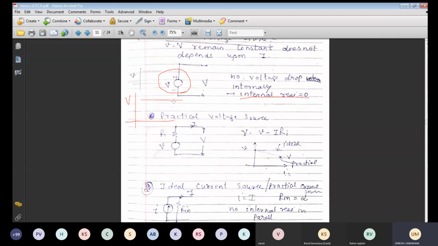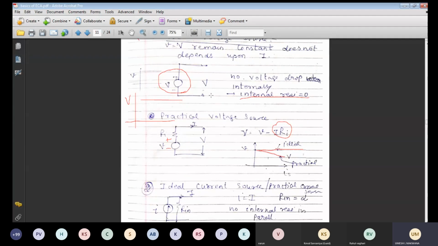This is known as the voltage source. The voltage source can be represented with the voltage V, with plus and minus if it is a DC source, and Ri is the internal resistance. The voltage across this terminal is equal to this voltage minus the voltage drop in the source. So this is not a constant value; it will drop slightly like this. This is the ideal case, and this is the practical case.